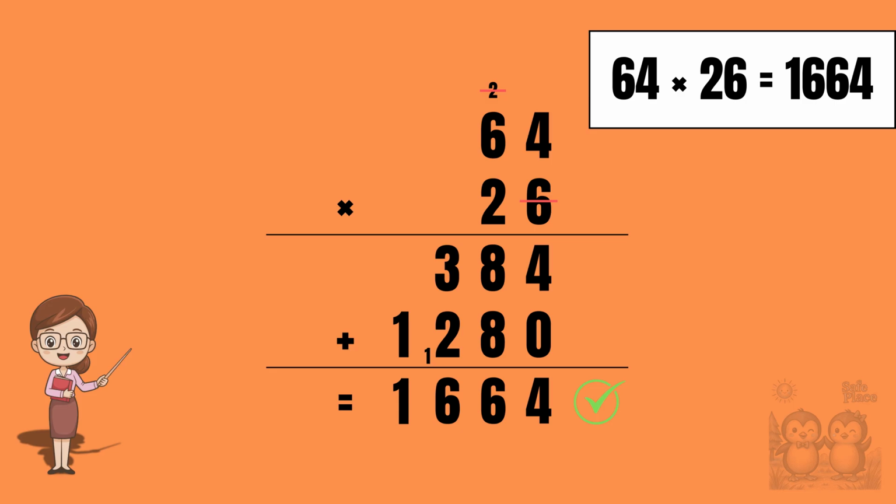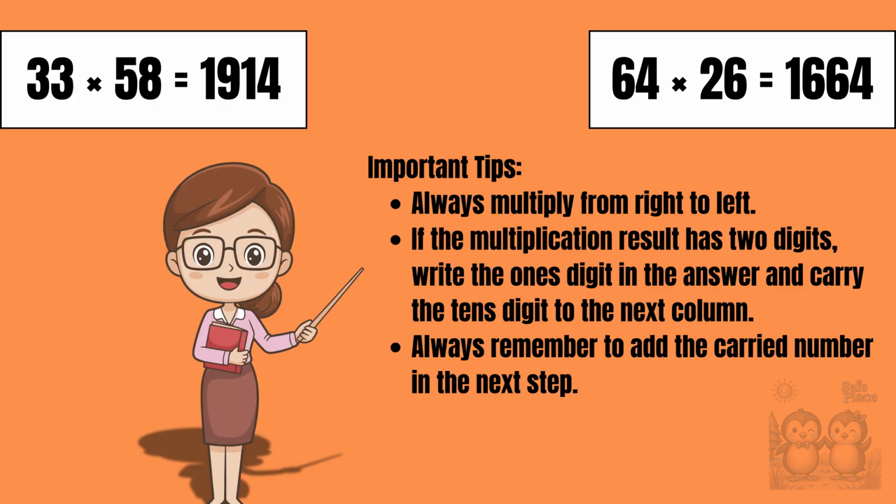Great job! Keep practicing and you'll become a multiplication expert in no time. Important tips: always multiply from right to left. If the multiplication result has 2 digits, write the 1's digit in the answer and carry the 10's digit to the next column. Always remember to add the carried number in the next step.